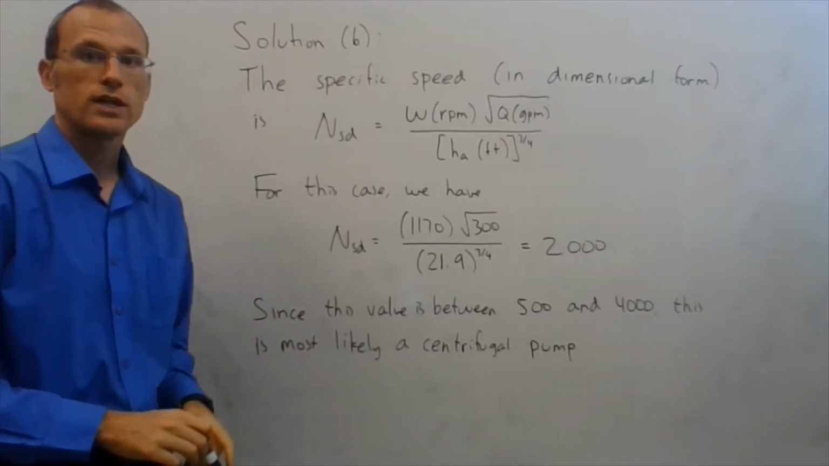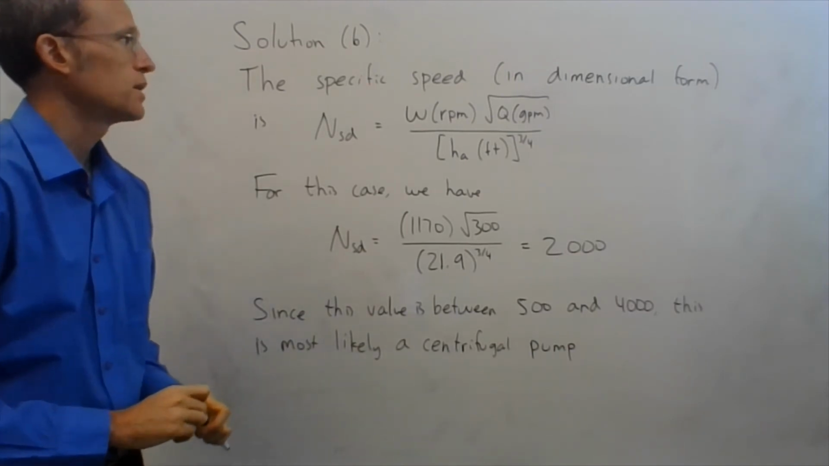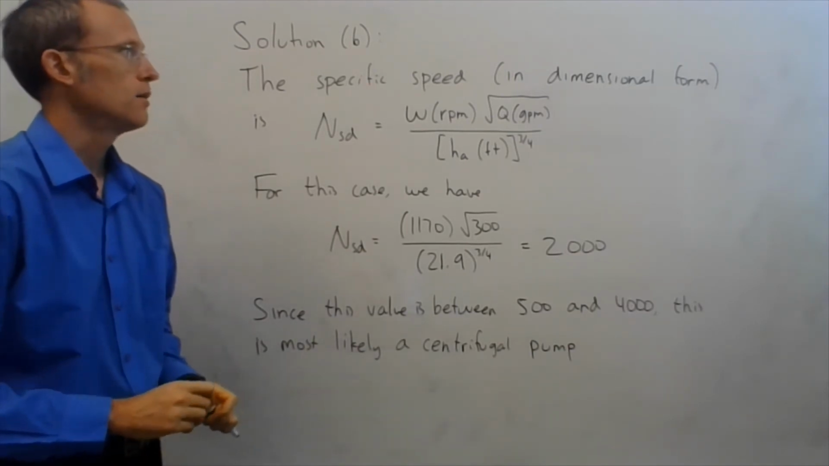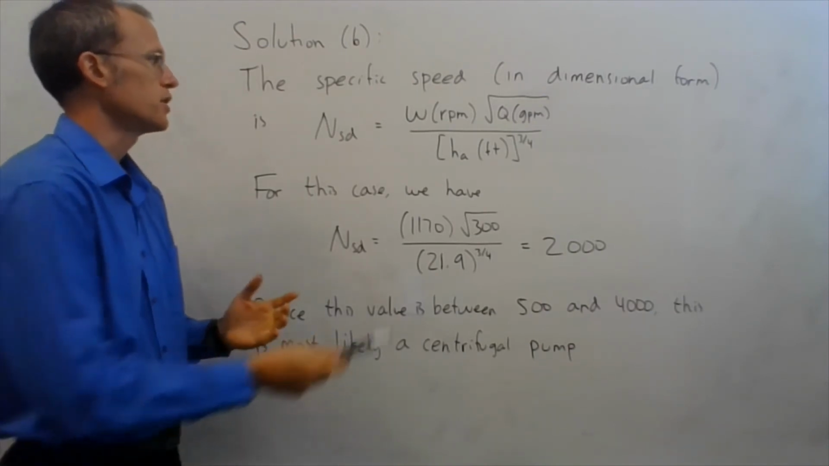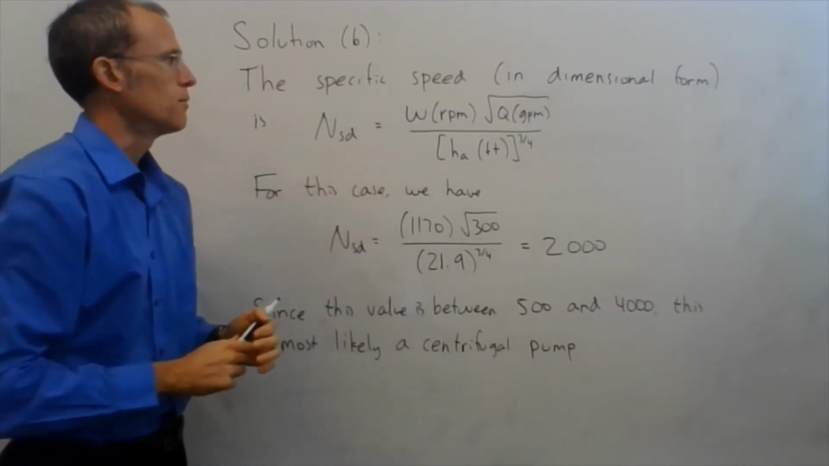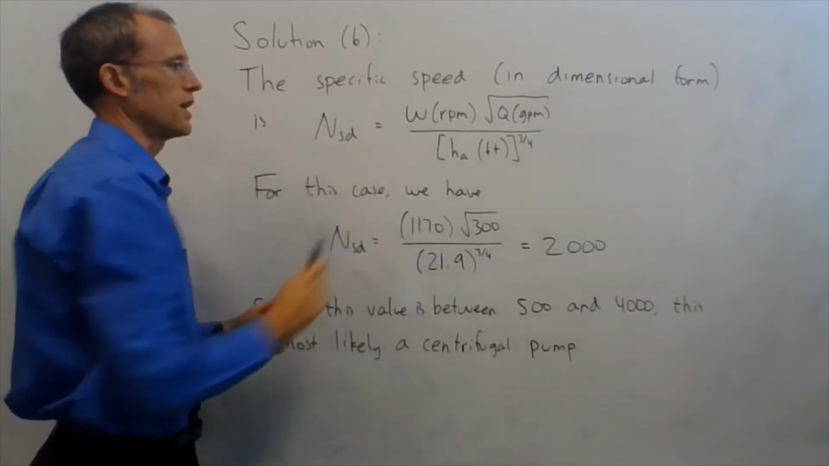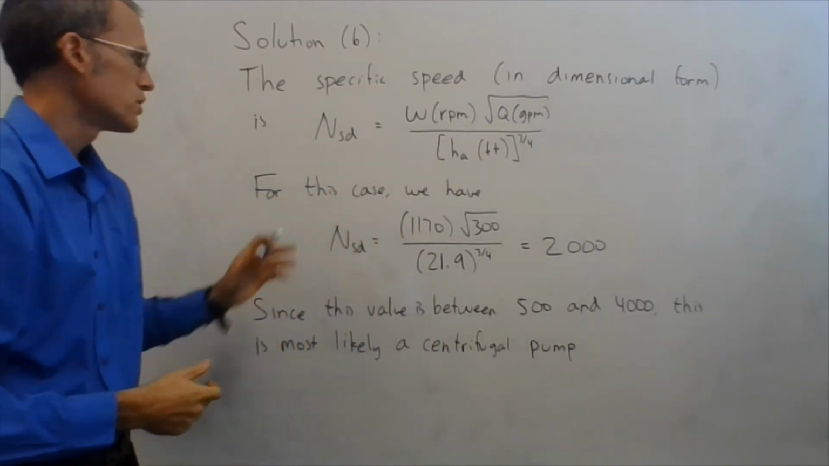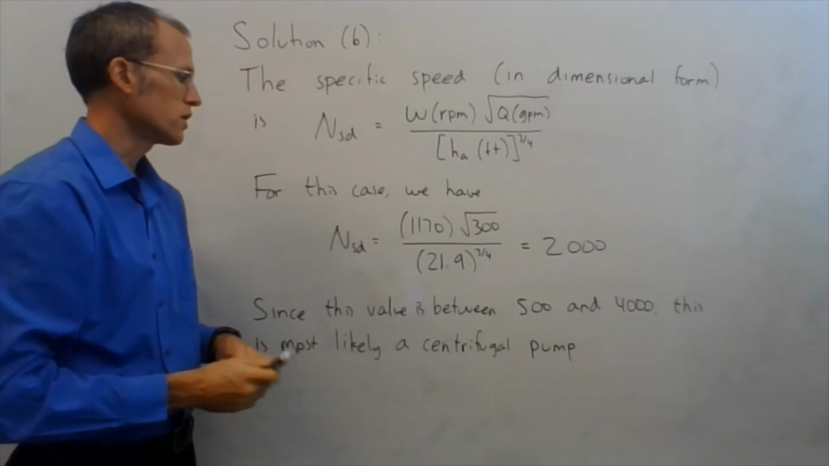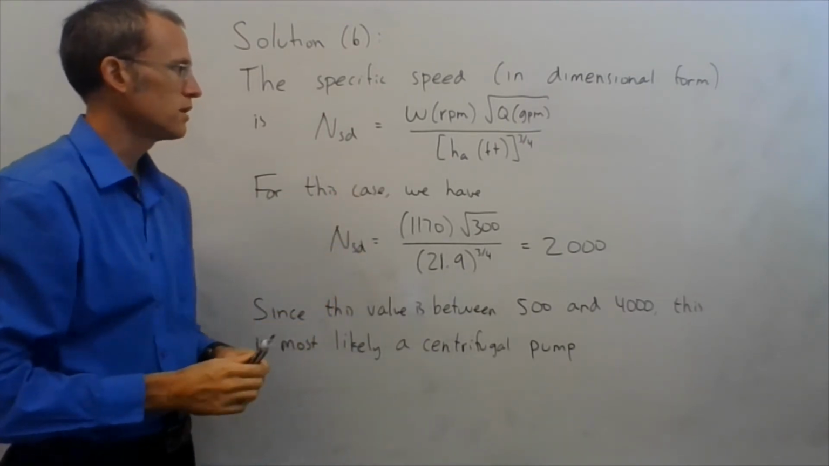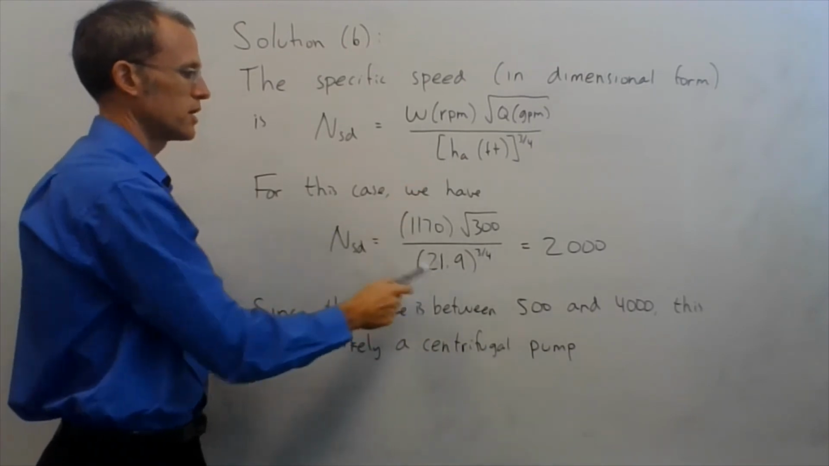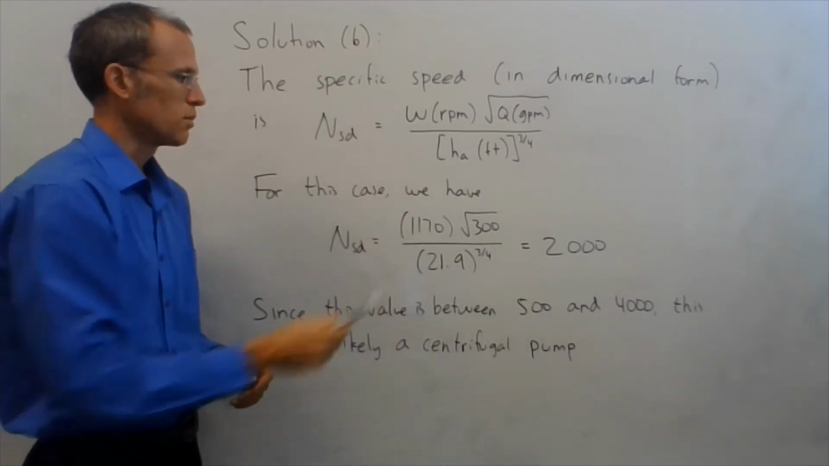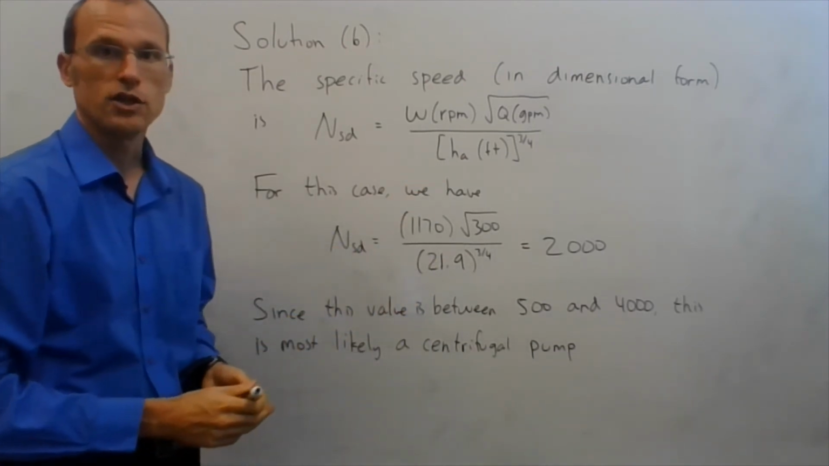So for part B, I want to know what type of pump this is. To do that, we can find the specific speed. The easiest way to do that is actually in the dimensional form, so using the crazy units, NSD, omega in RPMs, Q in gallons per minute, and H in feet, which is all what we have. Just plug in the numbers we were given originally. Omega was 1170 revolutions per minute, Q was 300 gallons per minute, and my head loss was 21.9. So plug all that in, I get a specific speed of 2,000.